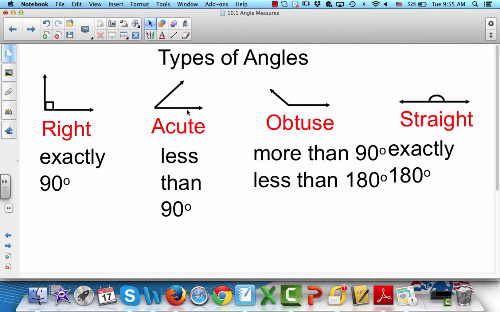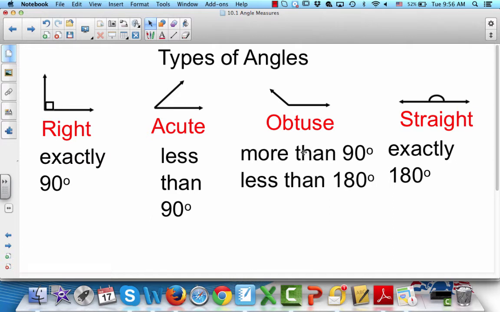An acute angle is less than 90 degrees. An obtuse angle is more than 90 degrees. And a straight angle is exactly 180 degrees. Move that over a little bit. Okay? So straight angle, obtuse angle, acute angle, and right angle.